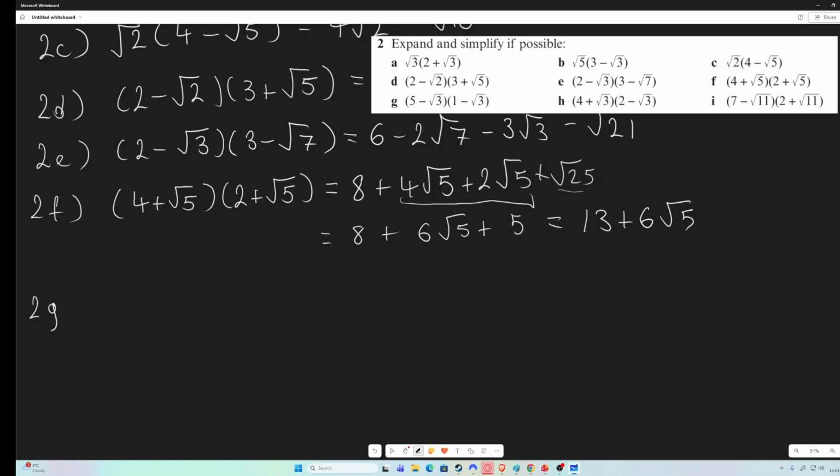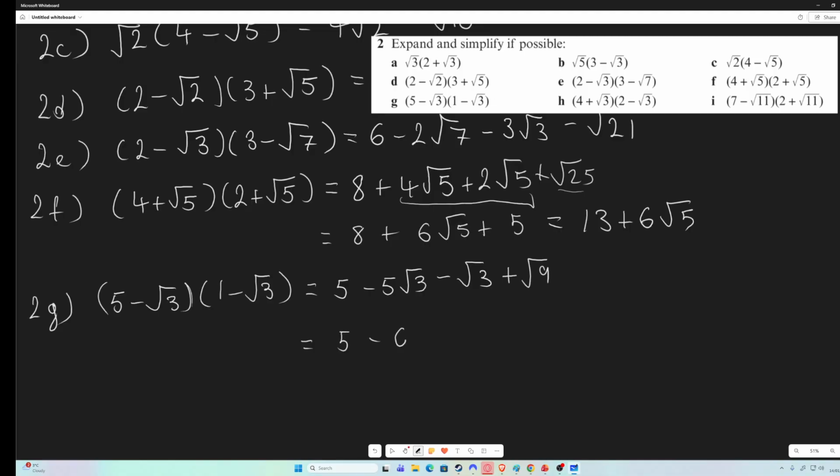2g, 5 minus root 3 times 1 minus root 3, so that's 5 minus 5 root 3 minus root 3 plus, sorry, plus square root of 9. That's a common misconception, common mistake. So that's 5 minus 6 root 3 plus 3, which is 8 minus 6 root 3.